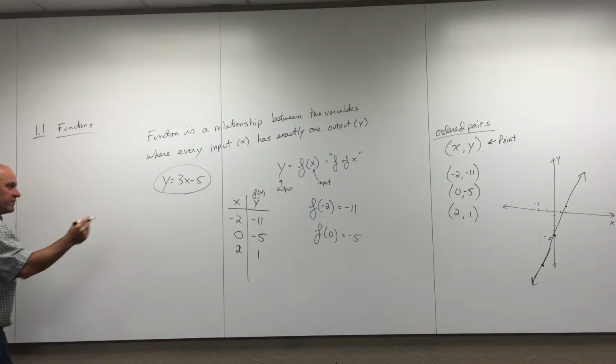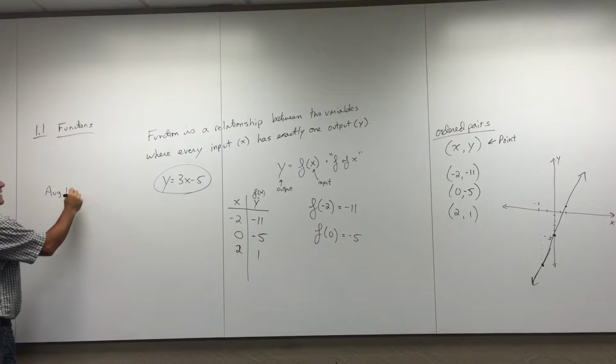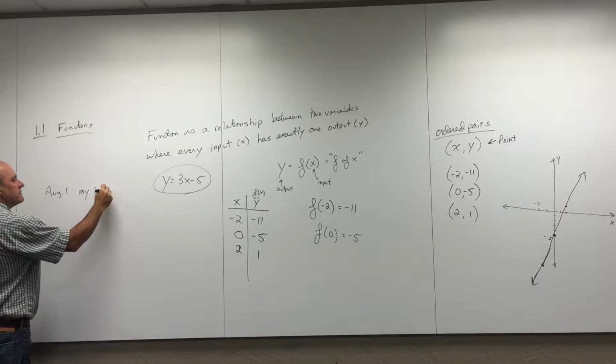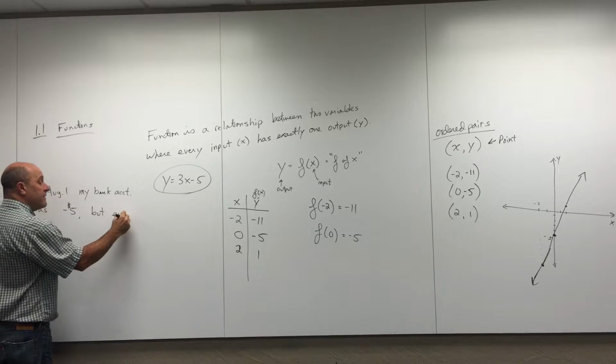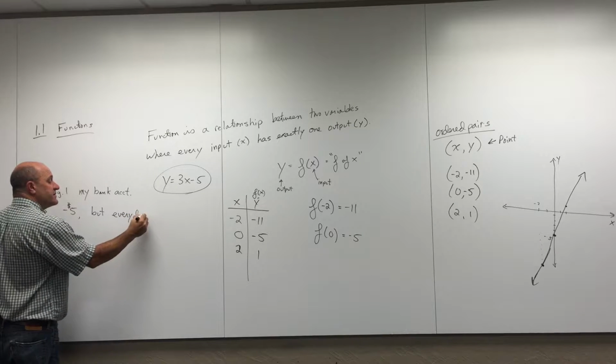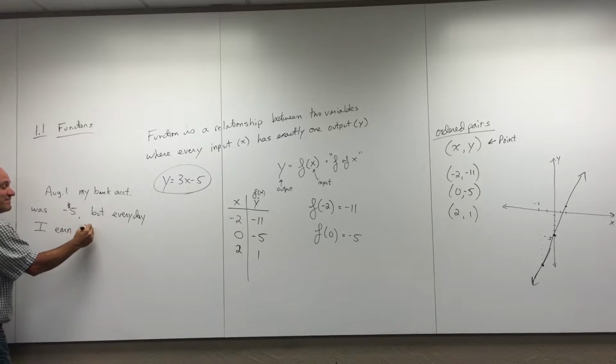Okay, watch this. I'm going to describe a little word problem to you. You ready? On August 1st, my bank account had a balance of negative $5. But every day in this teaching business, every day I earn $3. That's how teachers do it.